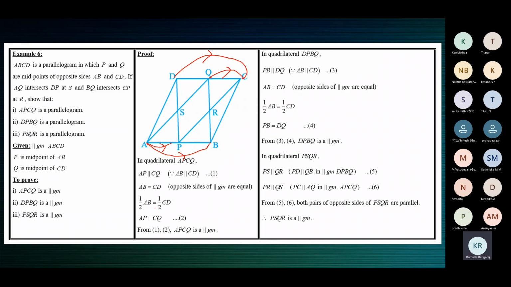And we also know AP is equal to CQ. We just proved that AP is equal to CQ. Therefore, in quadrilateral APCQ, one pair of opposite sides, AP and CQ, are parallel and equal. So APCQ is a parallelogram.